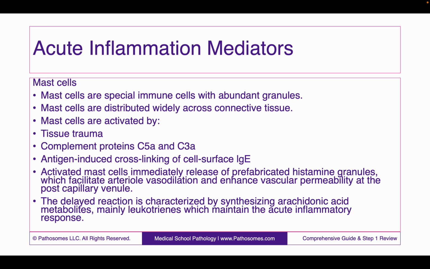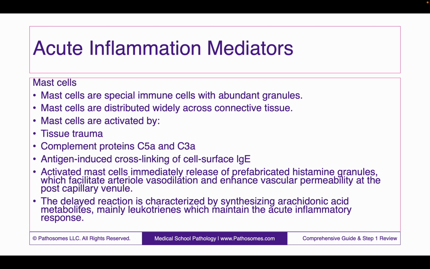Now we can't talk about acute inflammation without discussing mast cells. Do you know about mast cells? Mast cells are special immune cells with abundant granules. Mast cells are distributed widely across connective tissue. And mast cells are activated by tissue trauma, complement proteins C5a and C3a, and antigen-induced cross-linking of cell surface IgE.